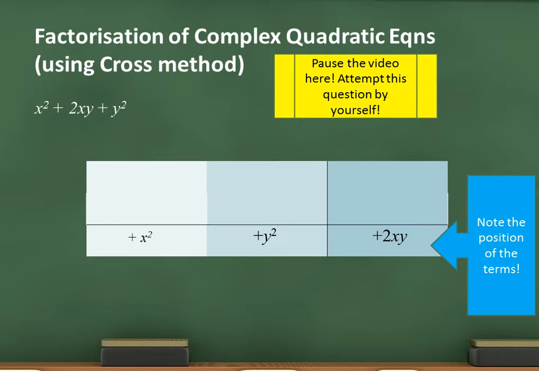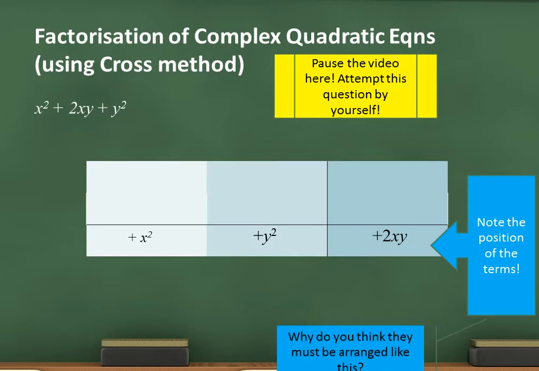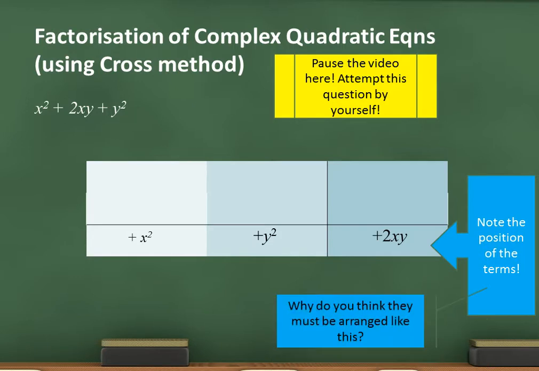At this point in time, I would like to ask you a question. Why do you think they must be arranged like this? Just something extra for you to think about. We'll talk about this again in the lesson itself. But moving on to the factorization. Other than the positioning of the terms, everything else for the cross method remains the same. First column is still multiply.